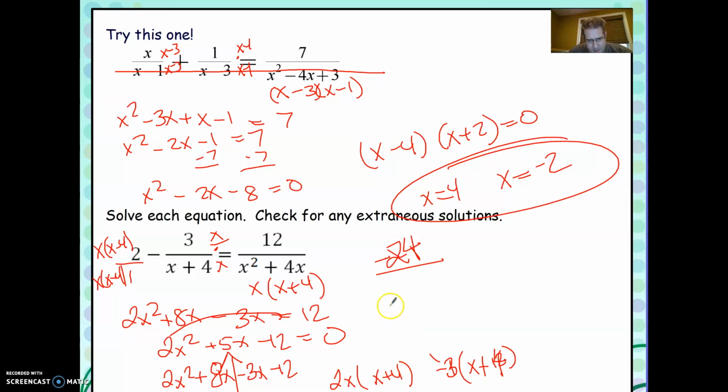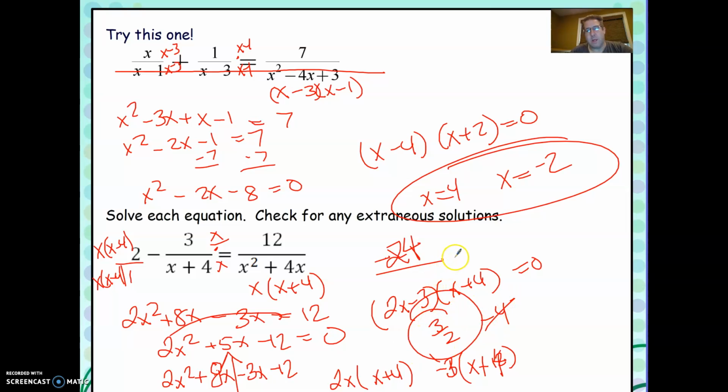So it looks like 2x minus 3 times x plus 4 equals 0. And it looks like we have an answer of negative 4 for this one, and this one's going to be 3/2. Okay, so the 3/2 isn't going to be a problem, but if I put negative 4 in for x, negative 4 plus 4 makes 0, so this is actually an extraneous solution, and that makes this the only solution.